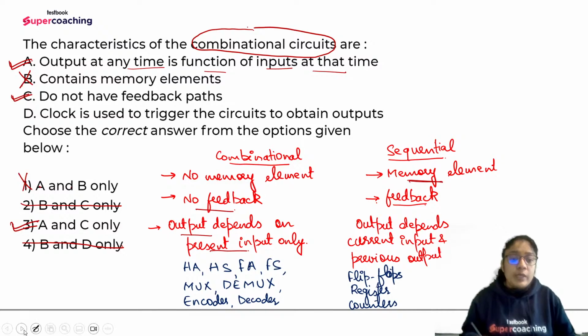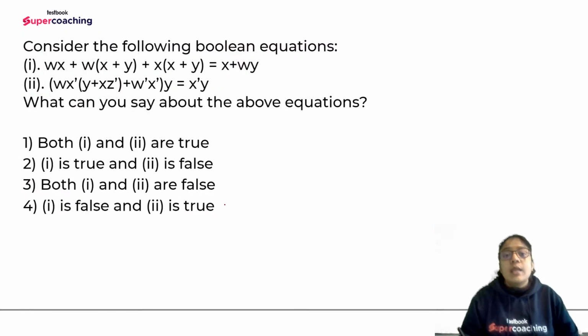Simple. It was property based, we did not have to do anything. Next one, consider the following Boolean equations. You are given the Boolean equations. You are given two equations, with a left hand side and a right hand side. You need to check which of the equations are correct. What can you say about the above equations?